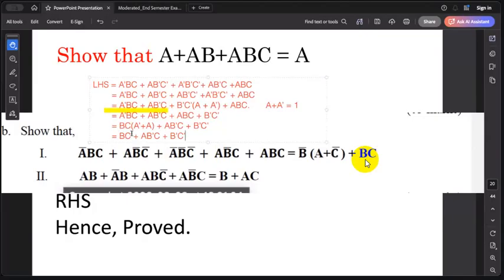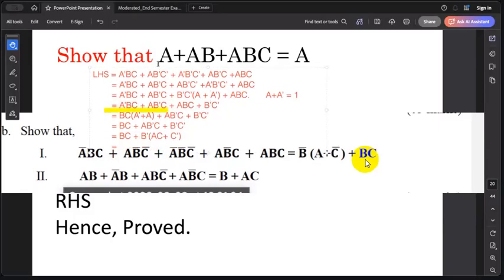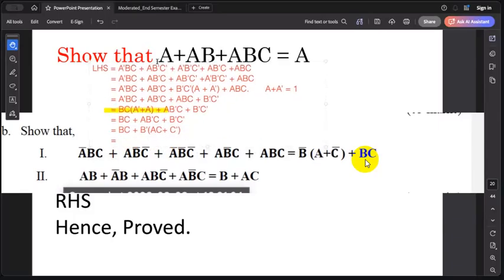So what you can do again is, for BC, B bar is common, and it is paired up with AC plus AC C bar plus C bar. Okay. Are we done? Are we done with this?